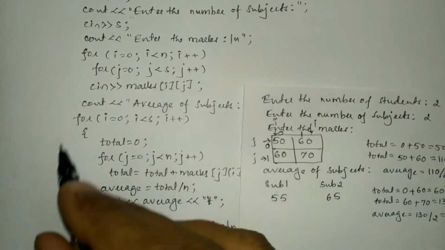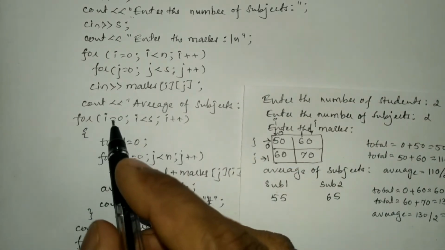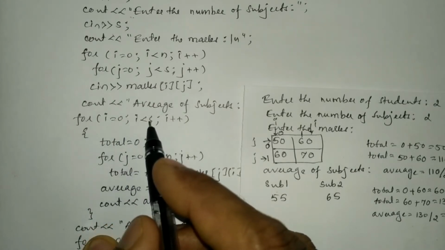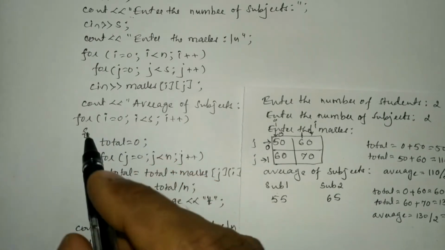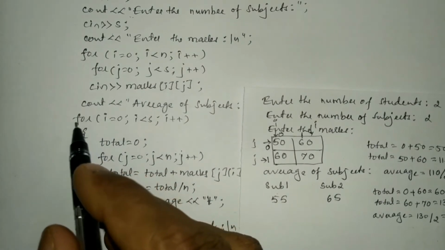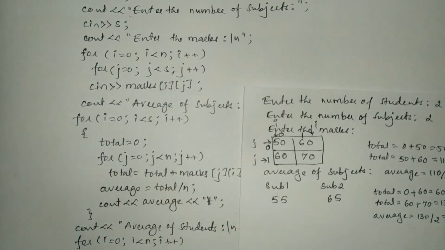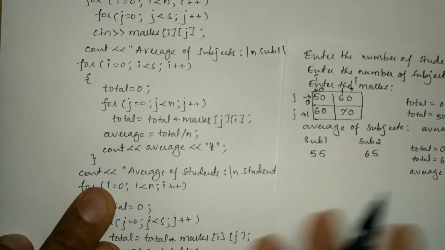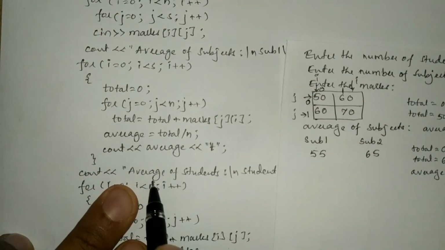So once again control transfers to outer for loop by incrementing the value of I by 1. Earlier it was 1, now it is 2. 2 is less than 2? No, condition fails. Once the outer for loop condition fails, then the control directly jumps out of this iterative statement and it is going to execute the next statement. So next statement is what? Average of students will be printed as it is.